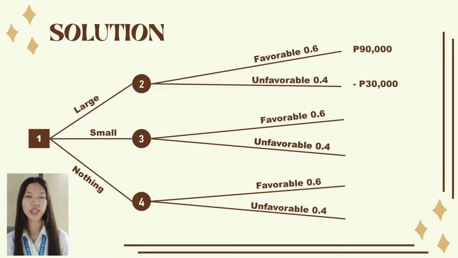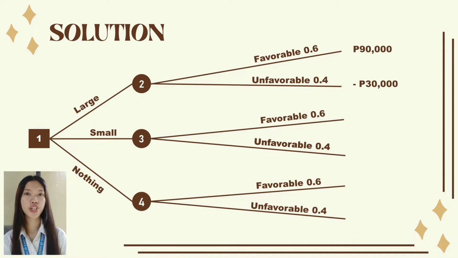It is negative since it is a loss. For the second alternative, which is for a small facility, she will get 60,000 pesos and a loss of 20,000 pesos if the market is unfavorable. For the last alternative, it simply means zero because she will not start her business idea. So basically, she gets zero income. The decision tree has now been developed, so we can start the process of identifying the optimal decision.